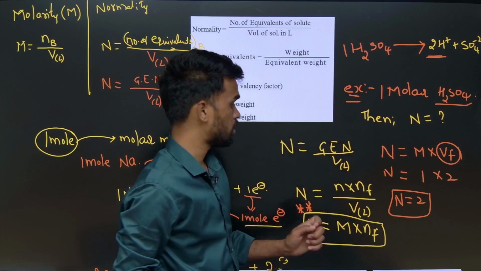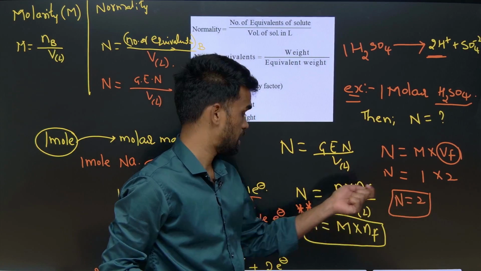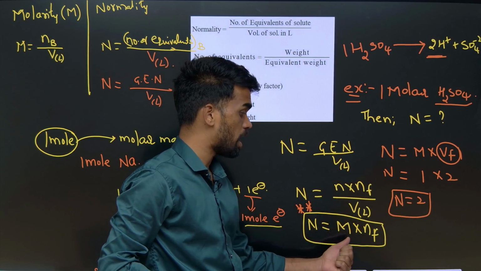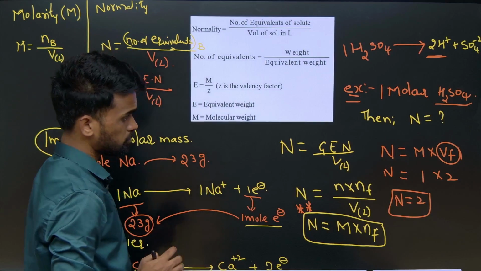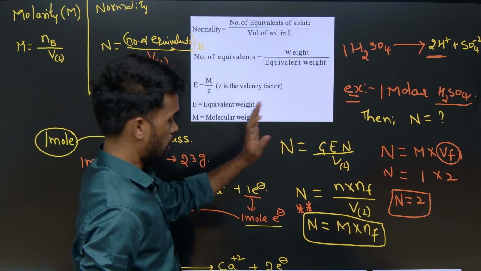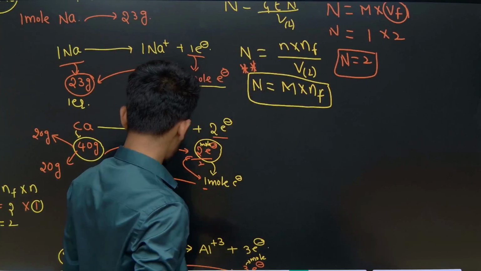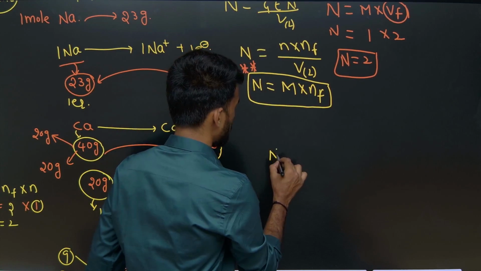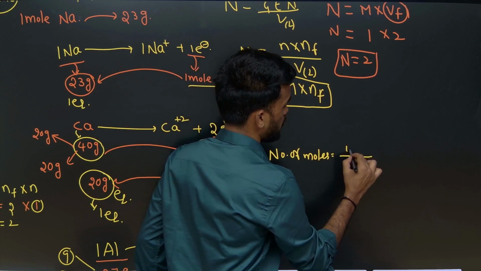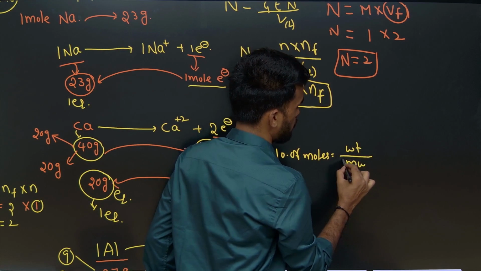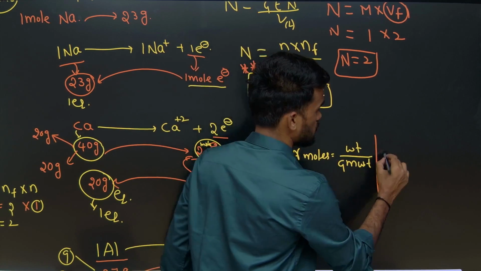So I hope you got some clarity. There is some difference between molarity and normality, and the relation will be normality equals molarity into valency factor. Okay. So this is how you can remember. Now, similar to the number of moles, what is the number of moles formula we have? We write number of moles as weight by gram molecular weight, right?